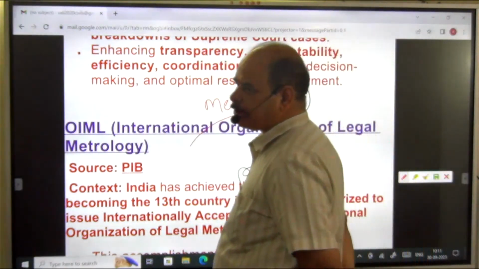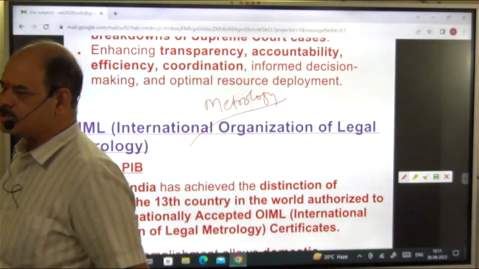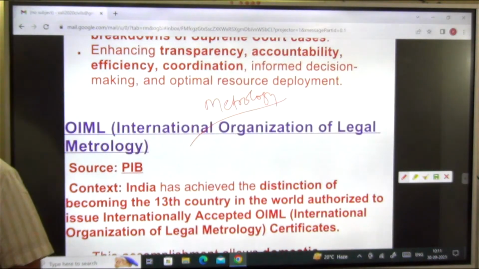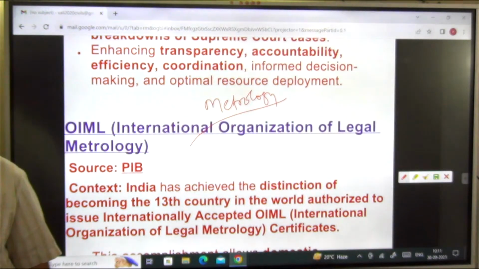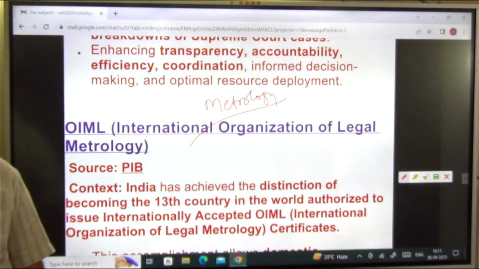What is meant by metrology? Metrology is a study of weights and measures.